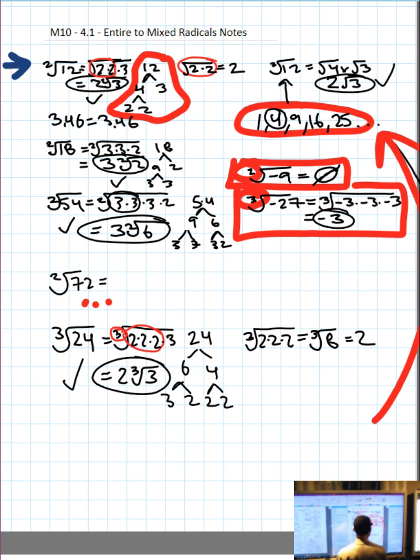Okay, so that's entire to mixed radicals. Now we're going to reverse it. So it's entire if everything is underneath the root, because it's all entirely underneath the root. Or it's mixed if there's a number in front and a number underneath the root. Mixed.